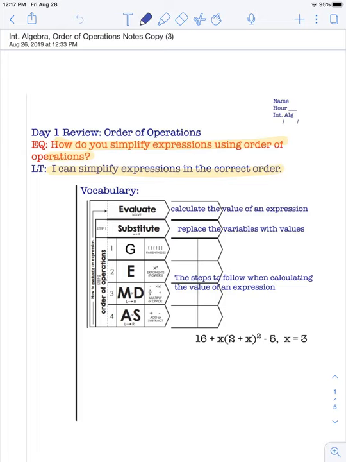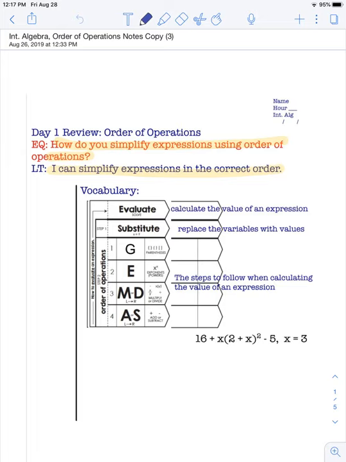Some of you may have learned this as PEMDAS, where P stood for parentheses. We're going to learn it as GEMDAS, where G represents a grouping symbol, because this year we're going to be learning multiple grouping symbols, including absolute value, fraction bars, bigger parentheses, so we need it to include more than just parentheses. G is for grouping symbol, E is for exponents, M and D are for multiplication and division, and A or S are for addition and subtraction.